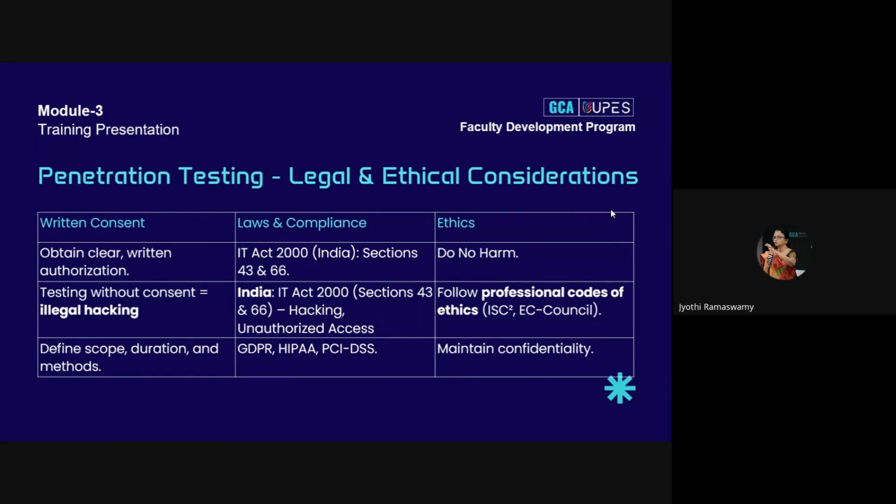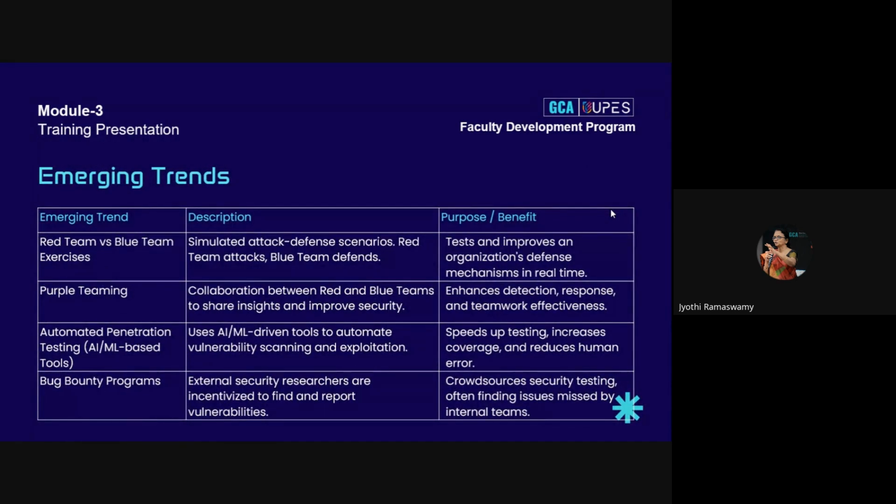Okay, so going forward, what are the emerging trends in penetration testing and in vulnerability assessment? So we just looked into red team and blue team exercises. So red team and blue team are the testing teams who do the testing, right? Simulated attack. The red team actually tries to attack and the blue team defends. So there is a red team, there is a blue team.